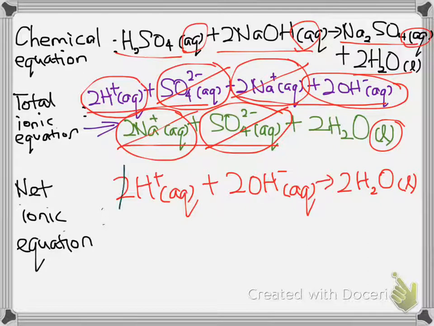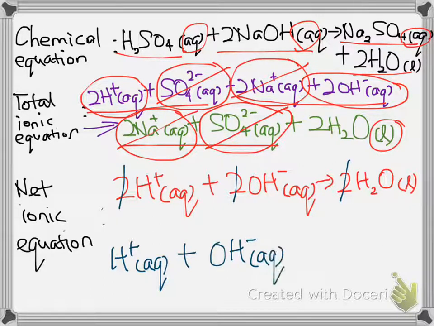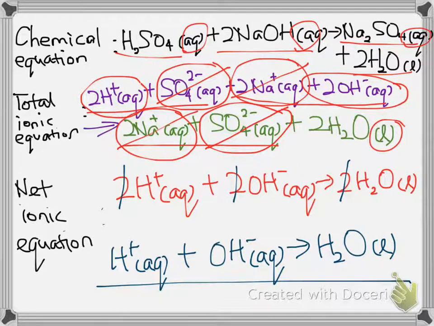Therefore, this can be simplified by cancelling out the 2, and therefore the final net ionic equation will simply be H+ + OH- to give you H2O liquid. And ladies and gentlemen, this is your net ionic equation for a neutralization reaction.